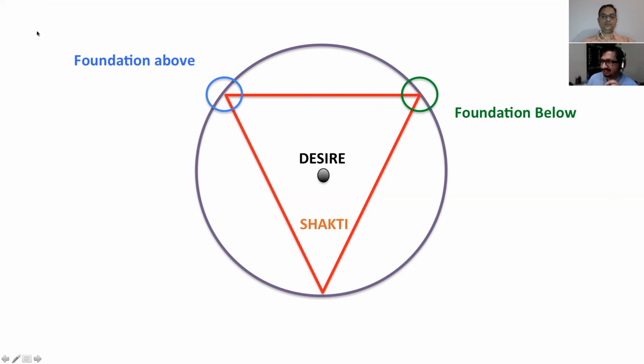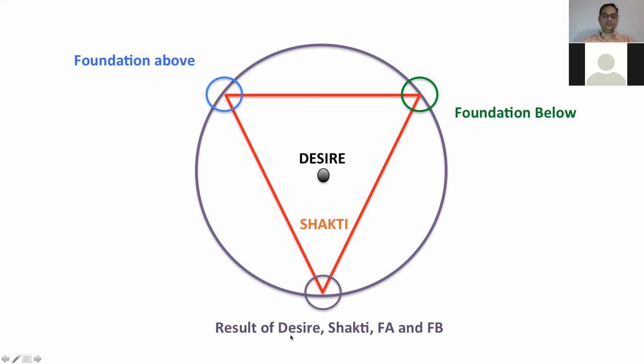The intermingling of all these factors will result in the final result of a Shakti, foundation above and foundation below. But actually, the result is the simultaneous combination of the foundation above, foundation below, the desire, and the Shakti. So it's a very intricate set of principles and patterns which is expressing itself in every nakshatra. No matter what the event, you can isolate the source or the pattern of the event within these principles. That's a fundamental pattern for every nakshatra.